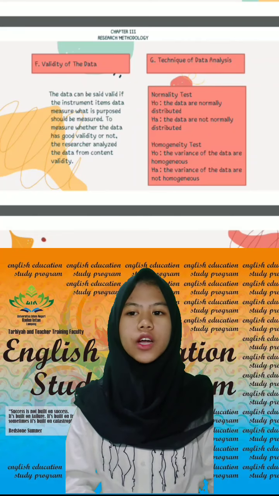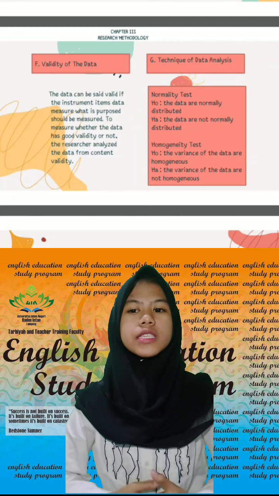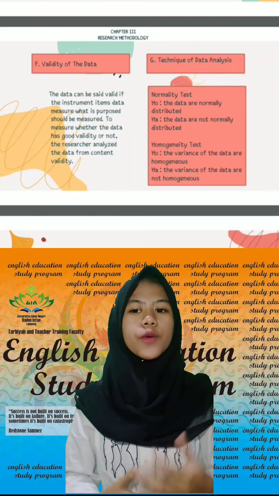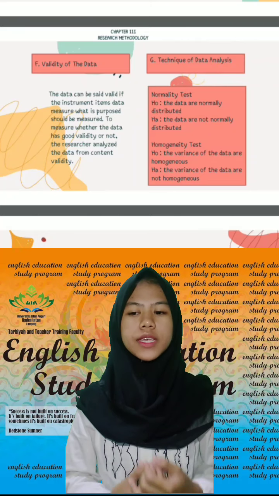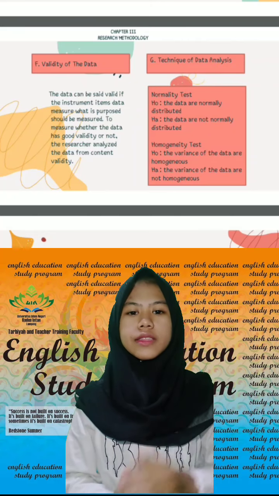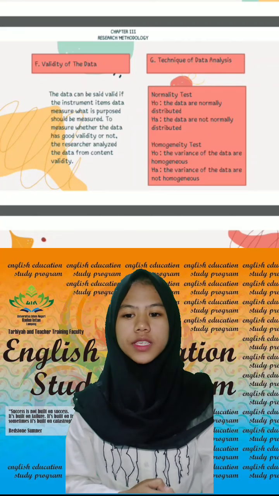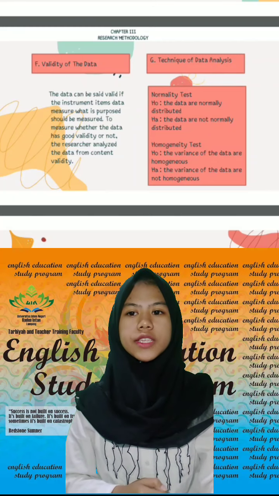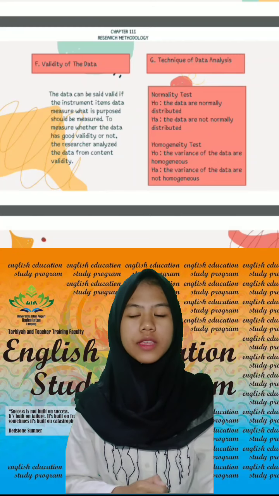And then the next is the homogeneity test. The researcher did the homogeneity test in order to know whether the data obtained from the sample are homogeneous or not. So, there are also hypotheses for the homogeneity test. H0, the variance of the data are homogeneous, and then HA, the variance of the data are not homogeneous.